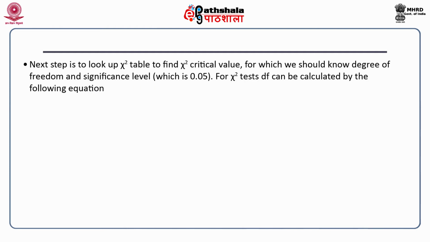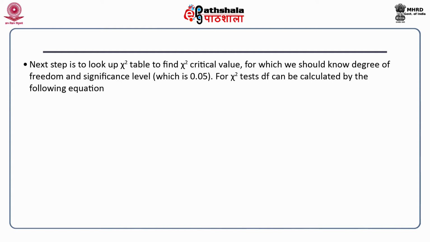So the next step is to look up the chi-square table to find the chi-square critical value, as in the case of the T distribution and F distribution, where I have already explained how to check the T table as well as the F table and do the hypothesis testing. In a similar way, here we have to check the chi-square table to find the critical value, for which we should know the degree of freedom and the significance level. The significance level, as a rule of thumb, is going to be 0.05 unless you change it.